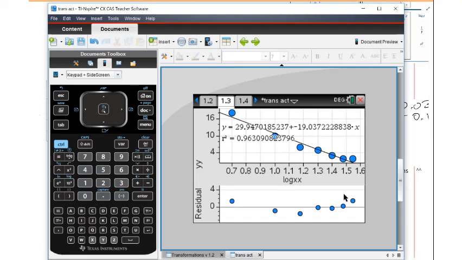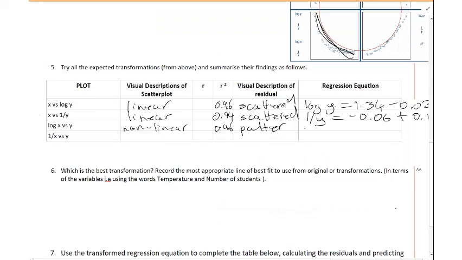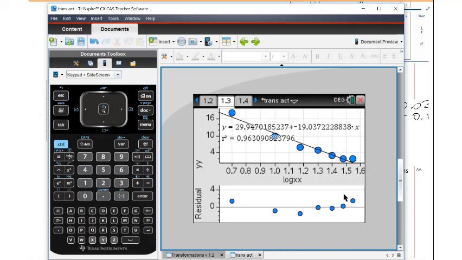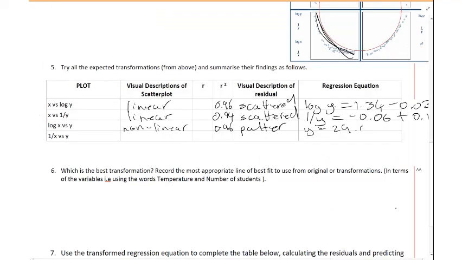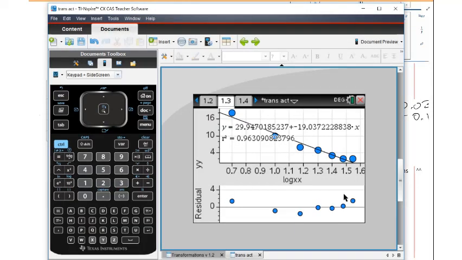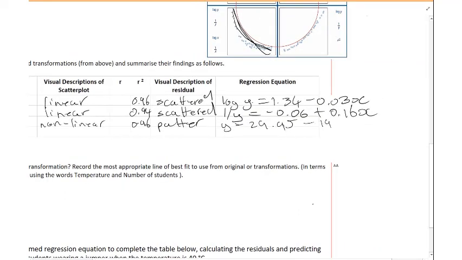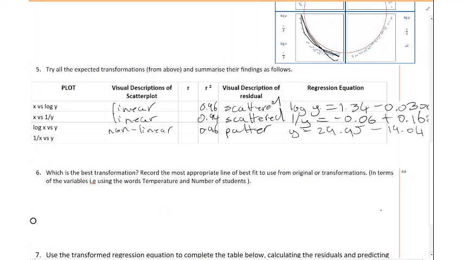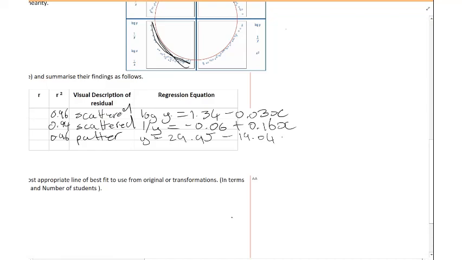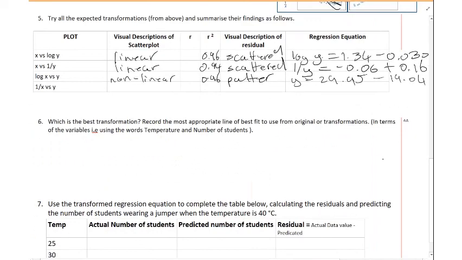And my equation would be y equals 29.95 minus 19.04 times log x.